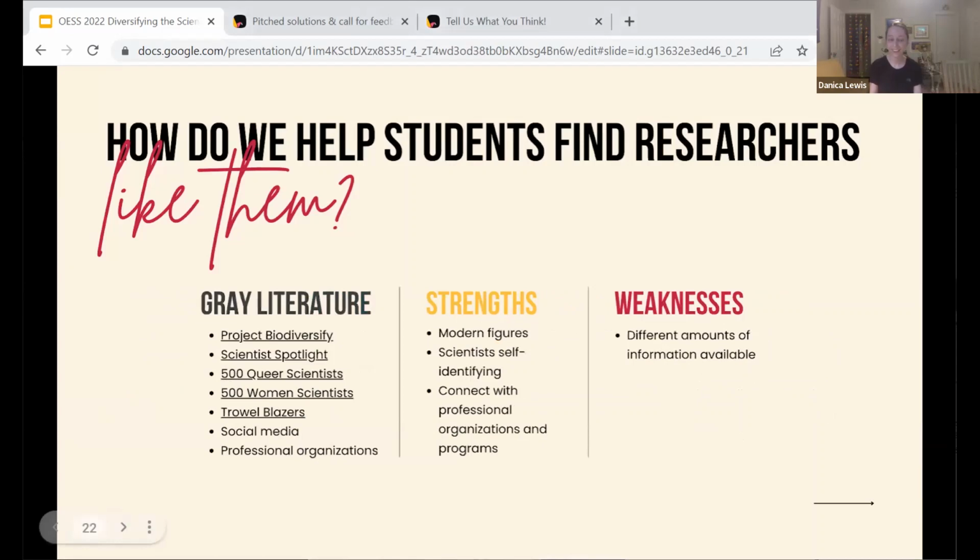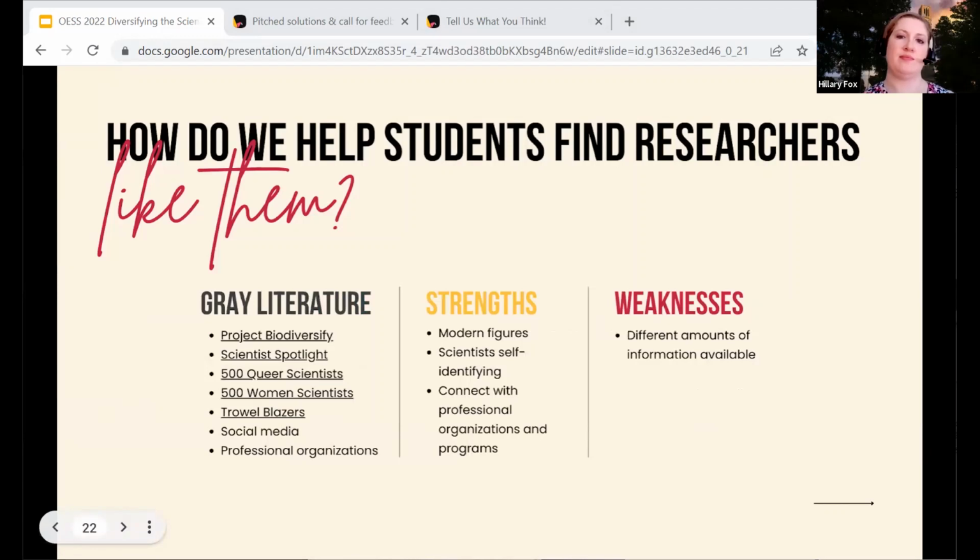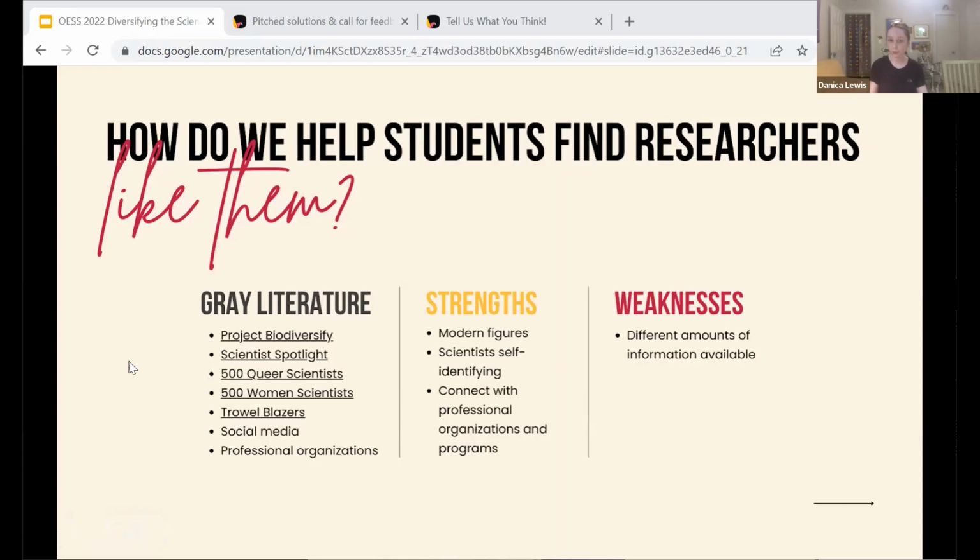You could advance one, Hillary. So beyond traditional literature, there's the gray literature. We have here a list of projects that we use and that are inspirational to us. So a lot of the strengths of these projects are that they're more modern representations of living scientists, which also means scientists can self-identify and they can be in control of how they're represented and what aspects of their identity they do or do not want highlighted. Weaknesses here are that it can be less curated. There's different amounts of information available.